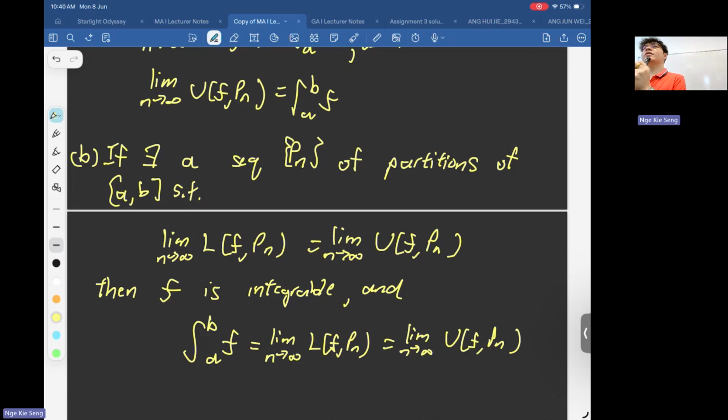This should remind you of your calculus one Riemann sum. You just divide into n pieces, and then as n gets large, you can show integrability already. You just look at a sequence of partitions. So instead of looking at the set of all partitions, we look at a sequence of partitions only.